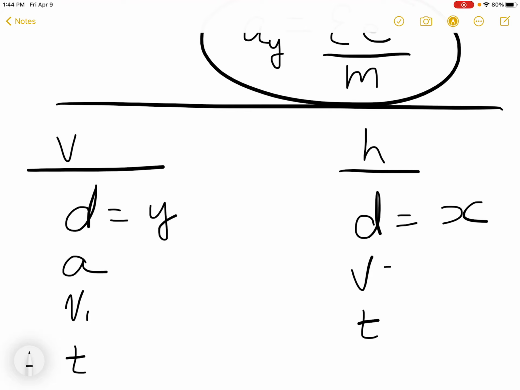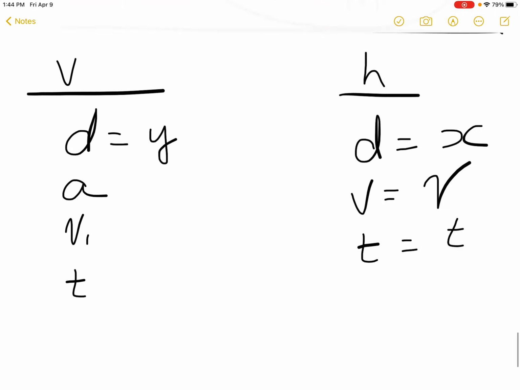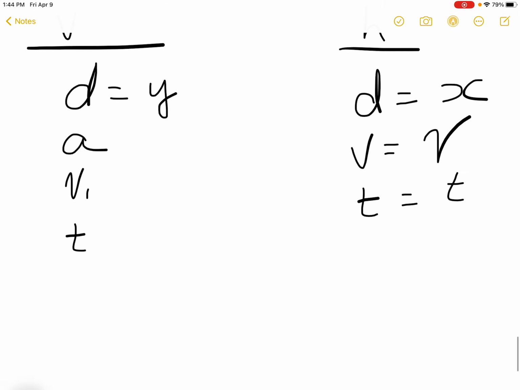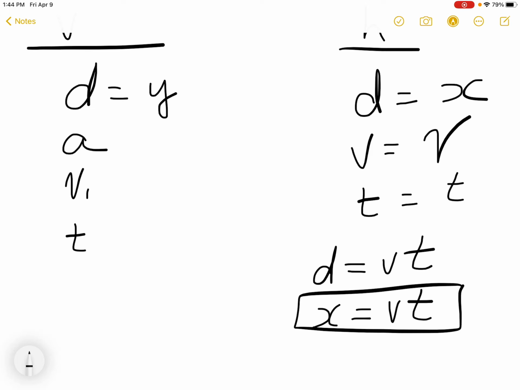And what's the horizontal speed? Well, it's whatever the V was. It says in the question that it was projected with the horizontal speed V. So it's just a V. And then the T, of course, is just the T. And so if we do this very easily, D equals VT, we've got X equals VT. That's how they got their part B answer, X equals VT.